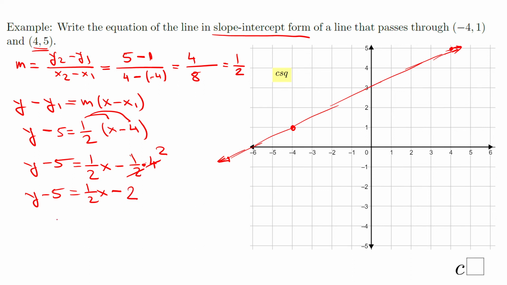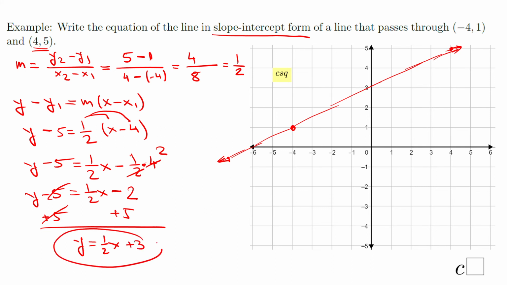And the last step here, we're going to add 5, and we have y equals 1 over 2x, and negative 2 plus 5 is positive 3, which we should expect, because look here, the y-intercept looks like it is positive 3, and the slope seems to be 1/2.